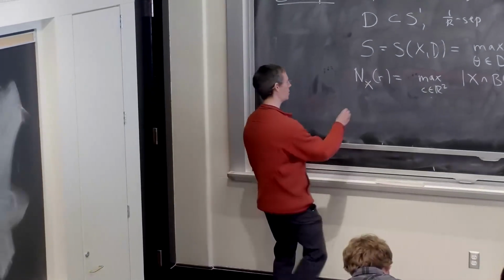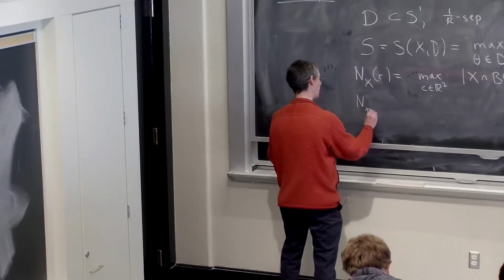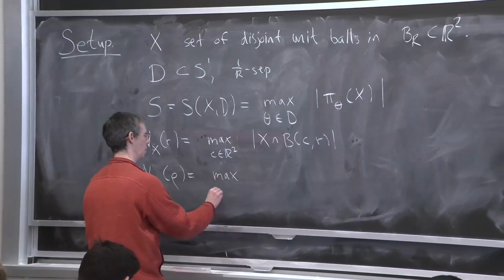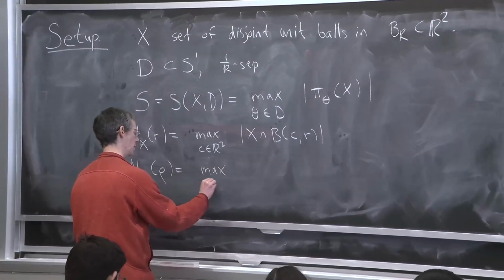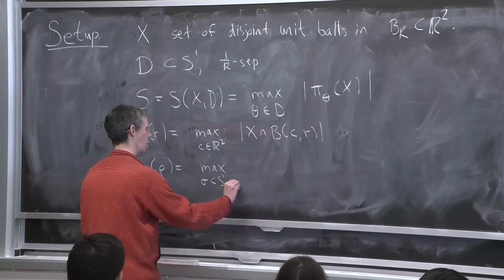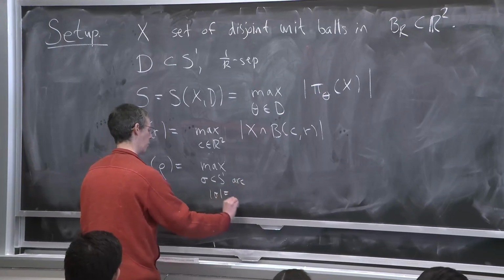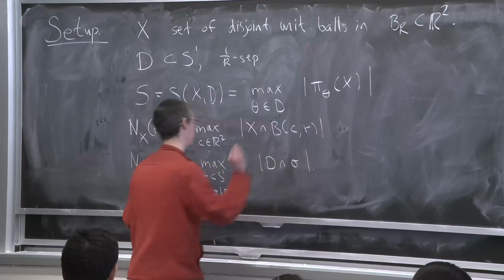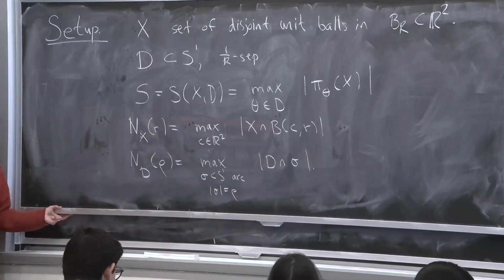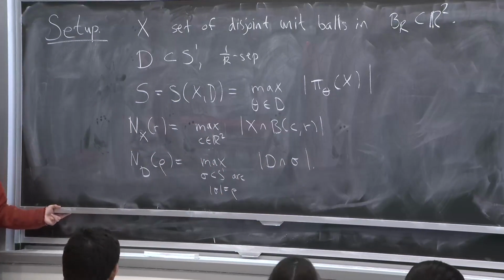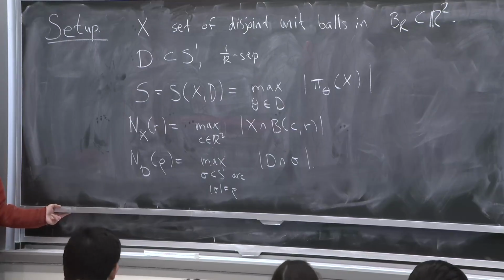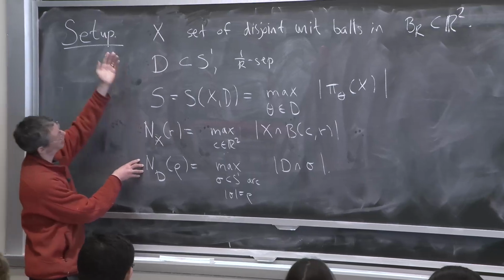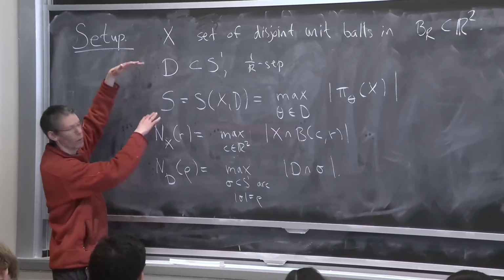And we're also going to measure how D is clustered. So n sub d of rho is the maximum over any sigma in S1, an arc of length rho, of D intersect sigma. OK, so our big goal is, in terms of this information and how big D is and how big X is, what can we say about S?